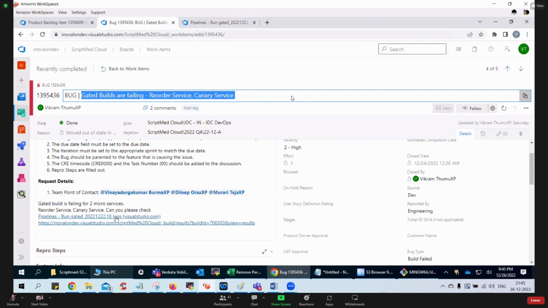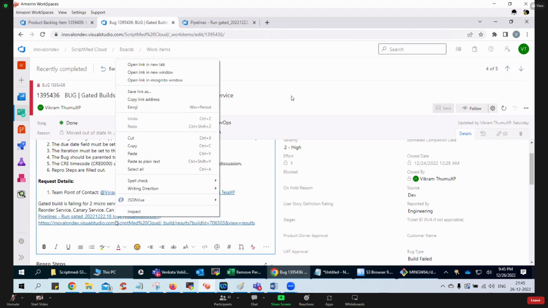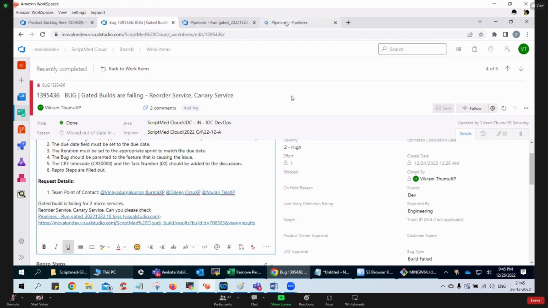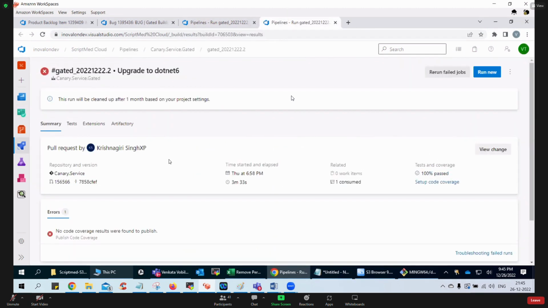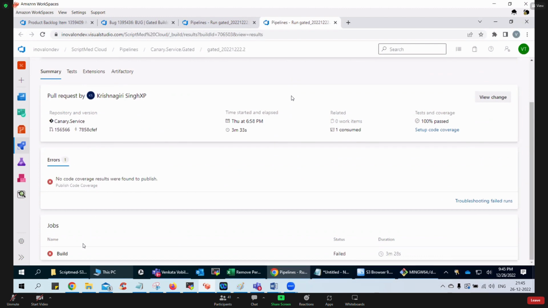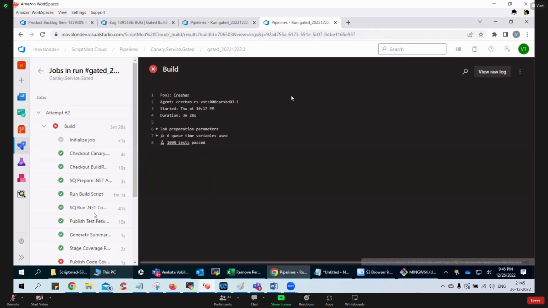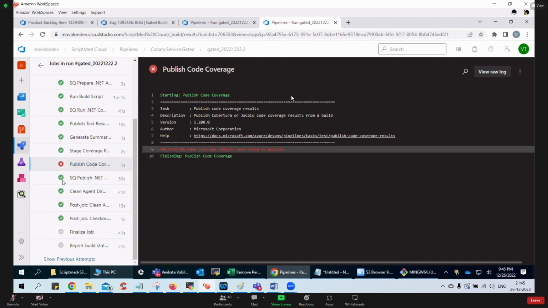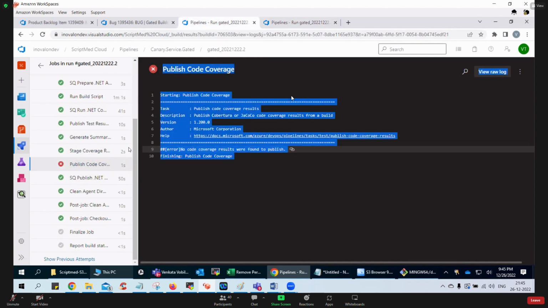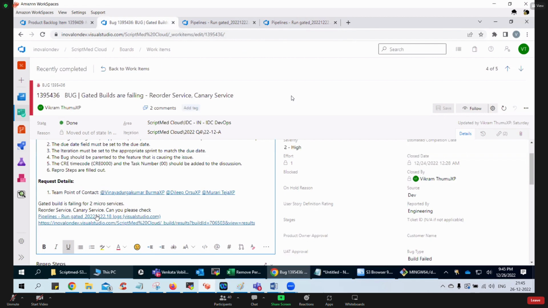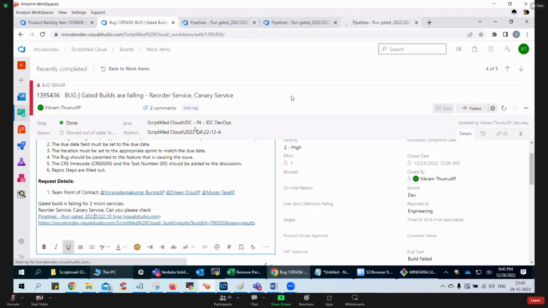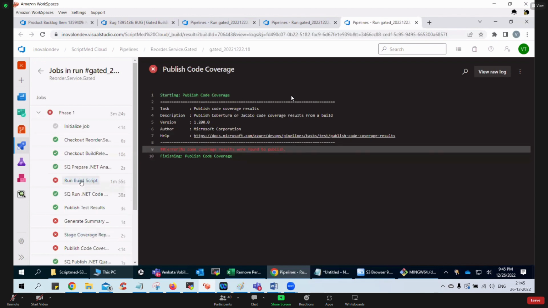Again, one more ticket I'll show you. I think this bottom one, is it the same or different? Okay, this is different, right? Canary service, Canary application. So here our pipeline was failing. Hold on, I think these are different. I need to pick the top one. So the pipeline was failing. See, build run script.